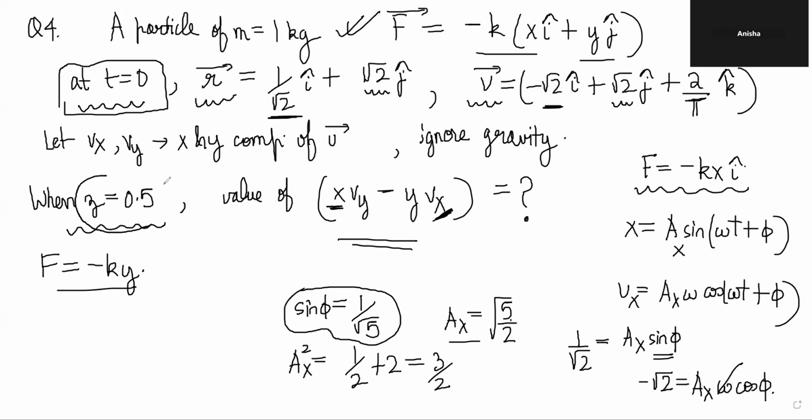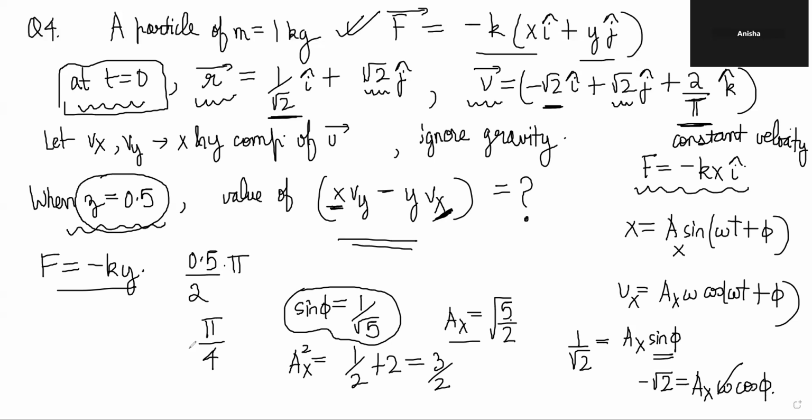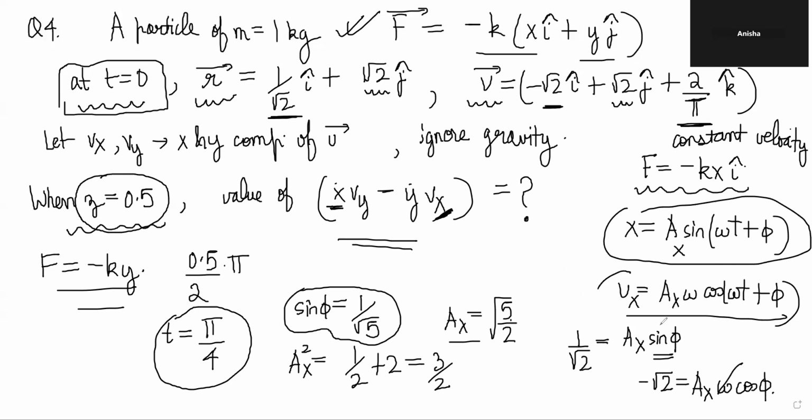And when will z be 0.5? Notice that there is no force in z, so this is a constant velocity, and the starting position was 0 k. So the time taken to reach 0.5 will be 0.5 divided by 2/π, so π/4 is the time. At π/4 time, find out Vx, find out Vy, and put them in the expressions for x and y. Just try it out and see if you're getting some nice answer.